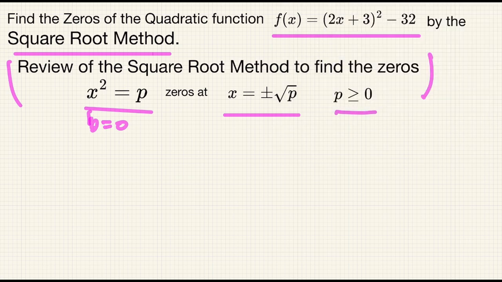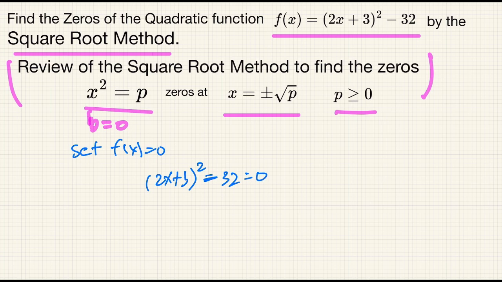Okay, so first of all, we want to set f(x) equal to 0 to find the zeros. So now we're going to get (2x + 3)² − 32 = 0. So that tells us (2x + 3)² is equal to 32, if we take the 32 to the other side by adding 32 to both sides. All we did was just take 32 to the other side.